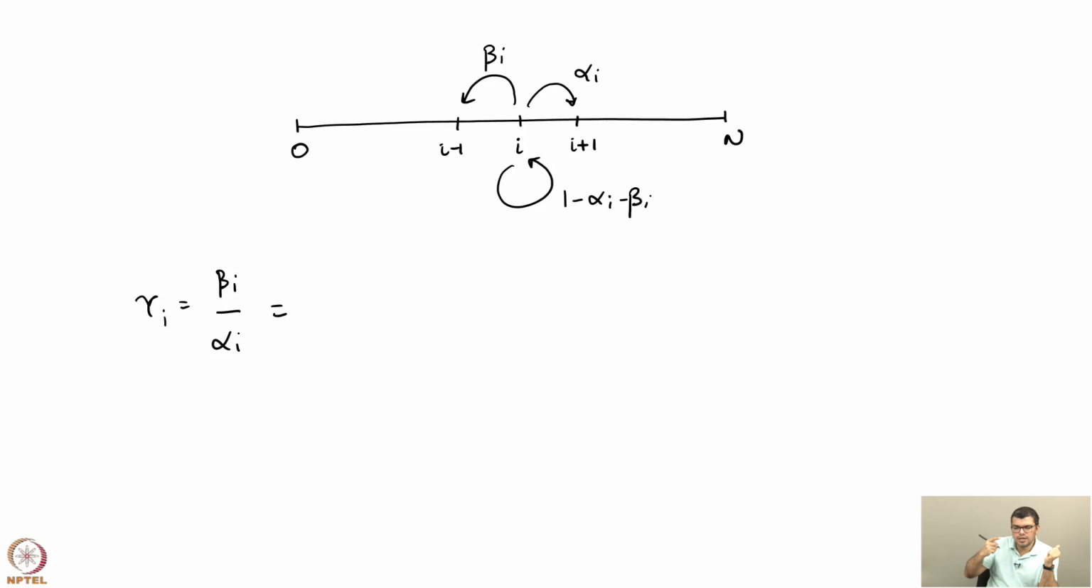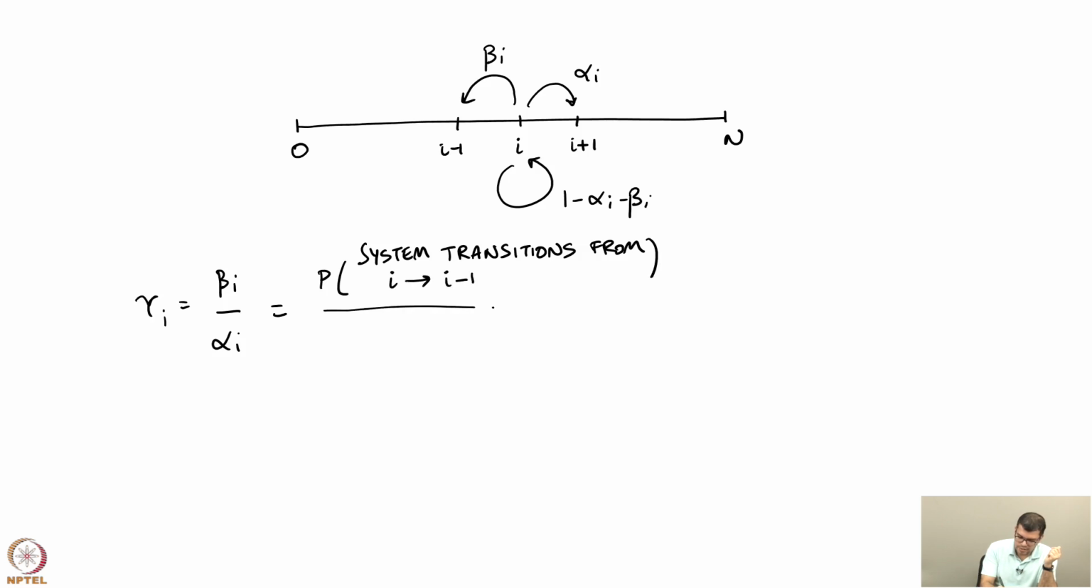Now, let's take our minds back to the discussion of the Moran process, where we discussed beta I and alpha I. Beta I is simply the probability that the system transitions from I to I minus 1, and alpha I is simply the probability that the system transitions from I to I plus 1.